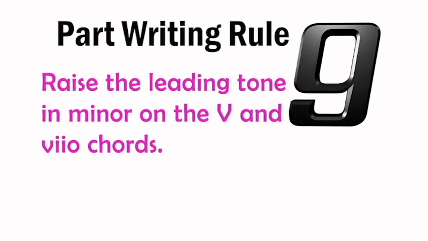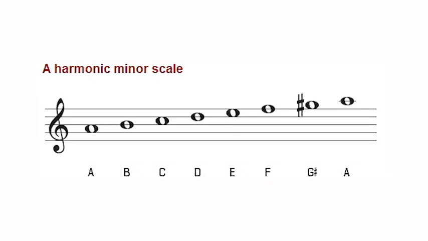Part writing rule number 9. Raise the leading tone in minor on the 5 and 7 chords. This is the easiest rule to understand, but the hardest to remember. If you recall from earlier lectures, we had 3 forms of minor scale. The one we used most often in harmony is the harmonic minor scale, which required us to raise the leading tone, or the 7th scale degree.